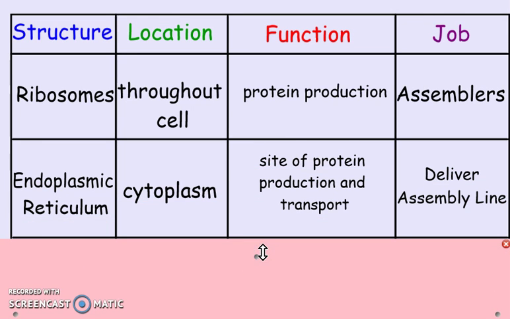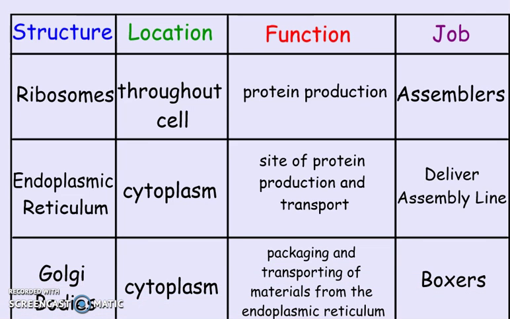The endoplasmic reticulum is in the cytoplasm. It's usually around the nucleus. And this is the site of protein production and transport. So we would often find ribosomes here on what's called rough endoplasmic reticulum. If there are no ribosomes on the endoplasmic reticulum, it's called smooth endoplasmic reticulum. So they'd be kind of like an assembly line. They're going to produce that protein and they're going to transport it to where it needs to go.